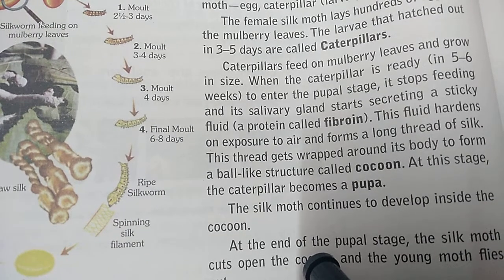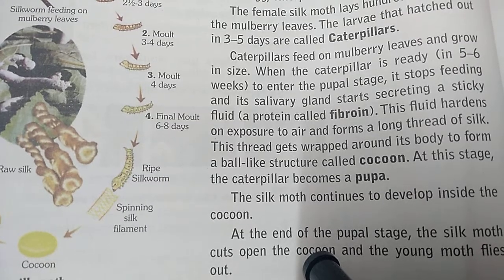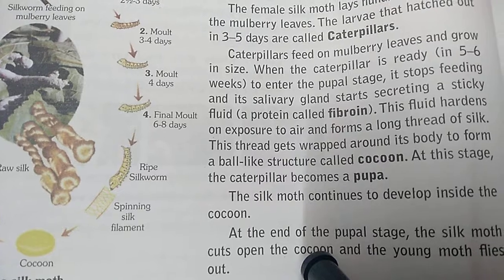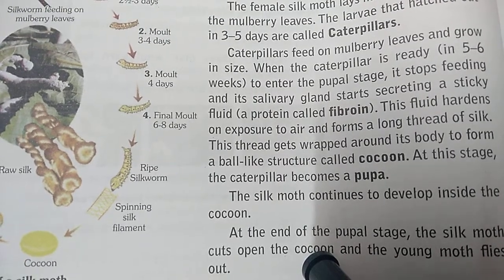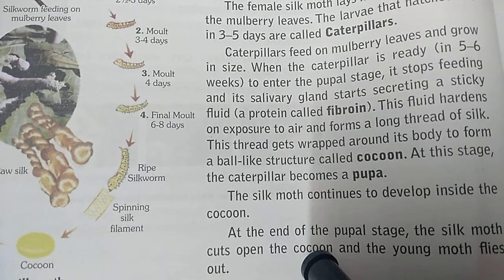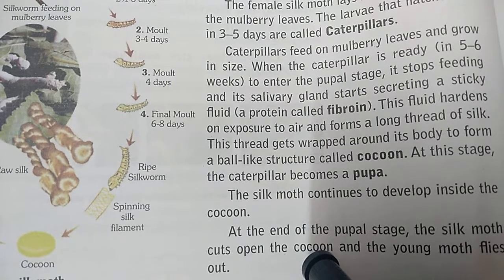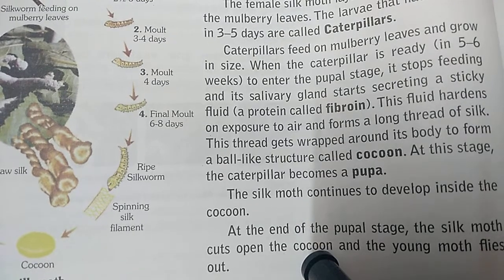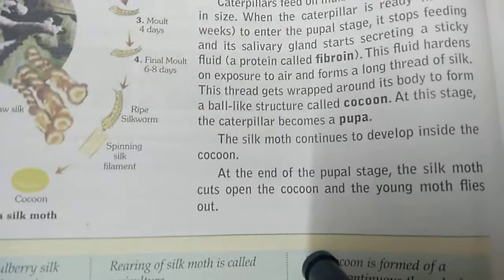When it is about to enter the pupal stage, it stops eating, and the salivary glands present in the silkworm start to release a sticky liquid. This is made up of a protein called fibroin. This fluid hardens when it comes in contact with air and makes a long thread of silk. This thread continues to wrap around its body and makes a cocoon. At this stage, the caterpillar inside the cocoon is called pupa.